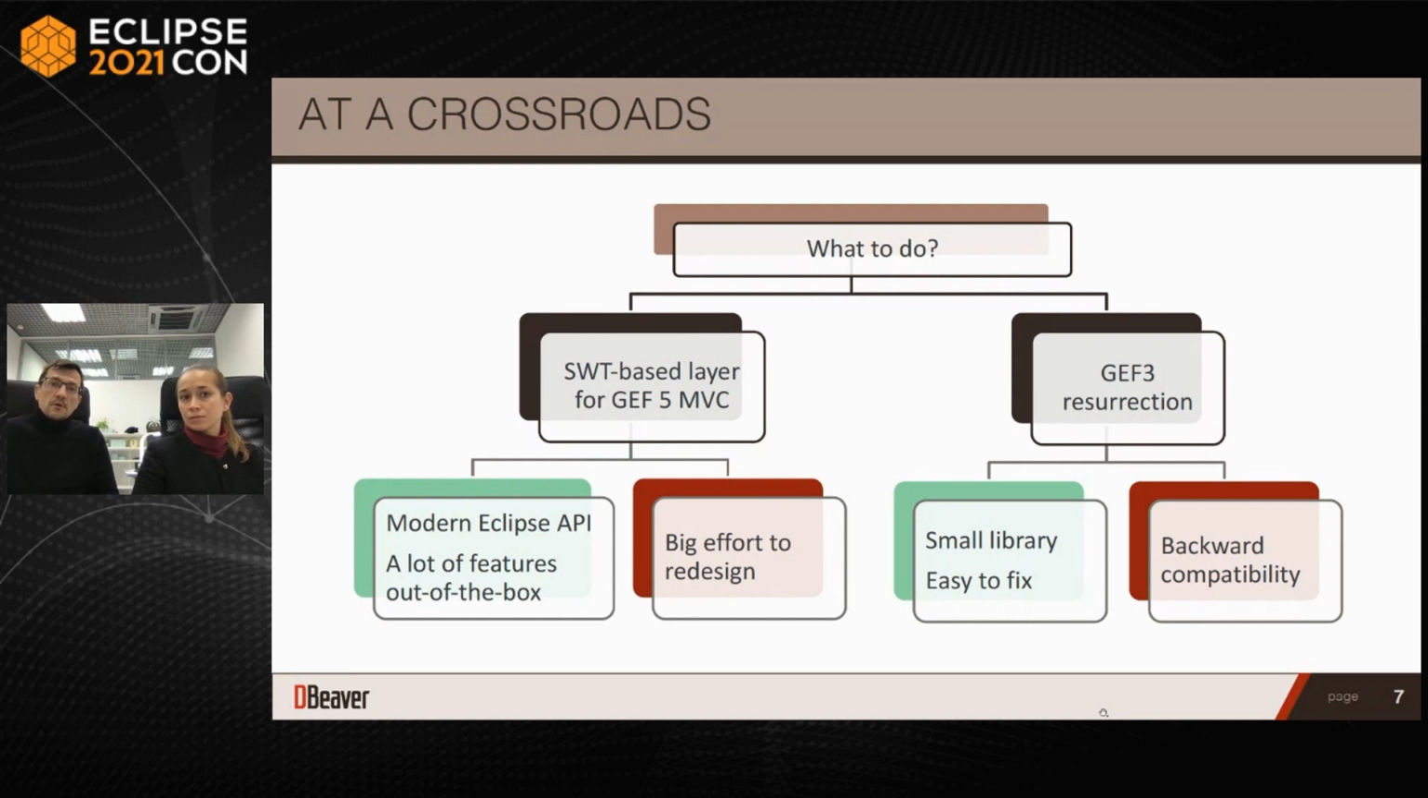Well, it was the first option. The second option is to try to resurrect JFace 3. It was dead for many years, but we could try to animate it a bit. It's doable because it's a relatively small library, not a huge code base. It's well documented and has a lot of examples, and a lot of software uses it already. So it's relatively easy to fix. And also, it provides backward compatibility with existing solutions, so it makes great sense for a lot of people around the world.